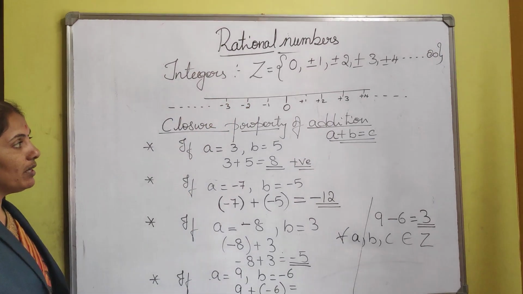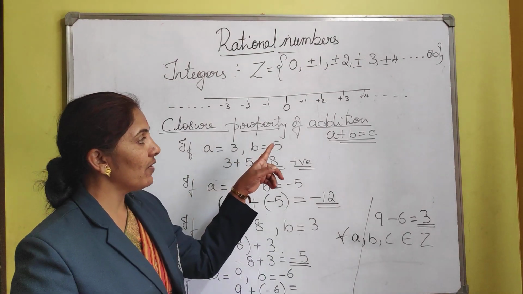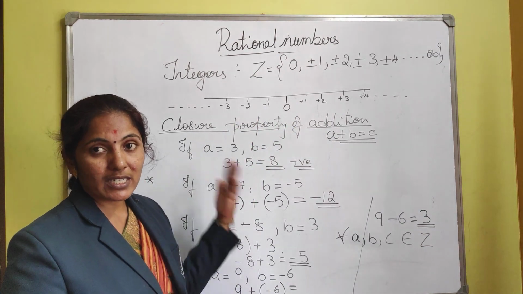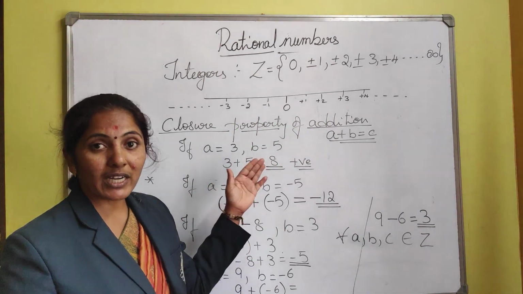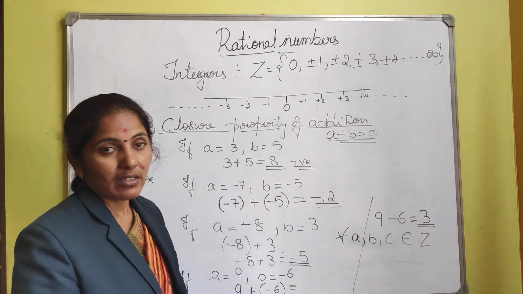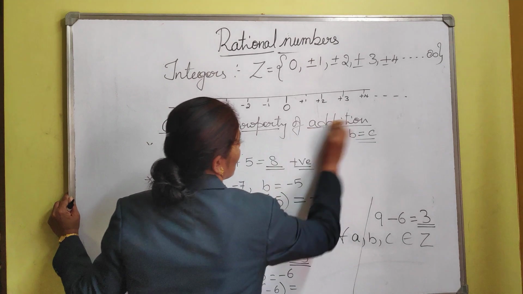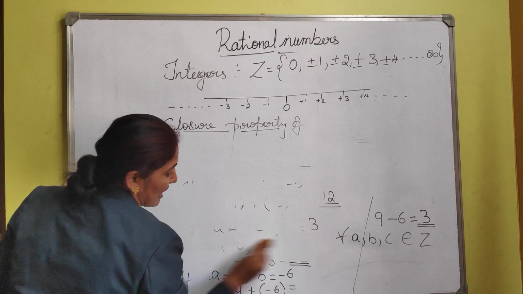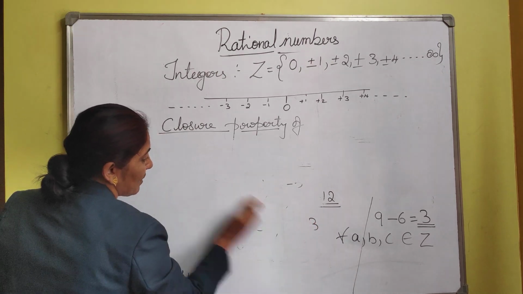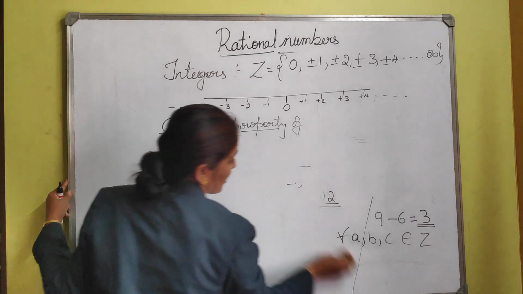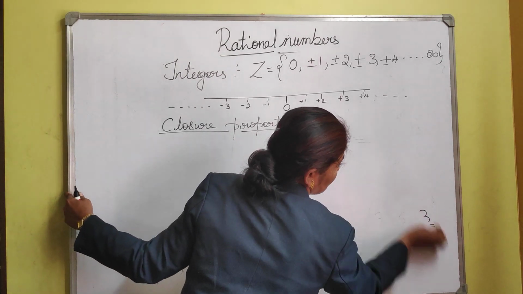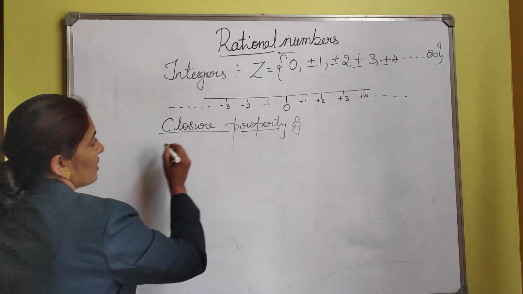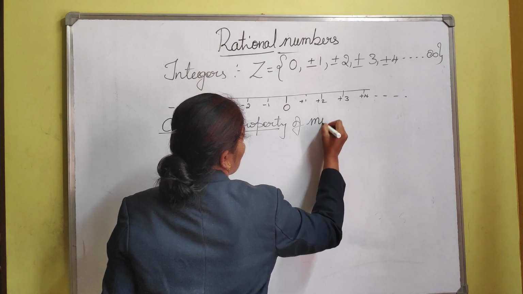Next you will be learning the closure property for multiplication. I am going directly to multiplication. If you understand multiplication, you can understand even subtraction and division. So I will first teach you the closure property of multiplication, because it's very easy if you understand multiplication and the rules of finding the product with negative and positive signs. First we'll write here, closure property of multiplication.